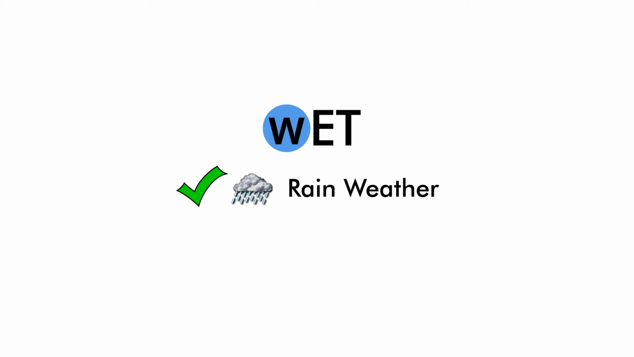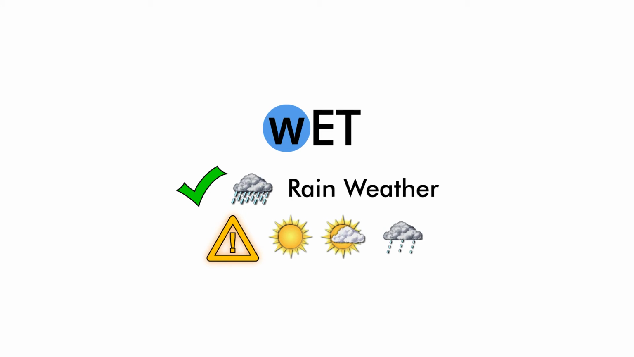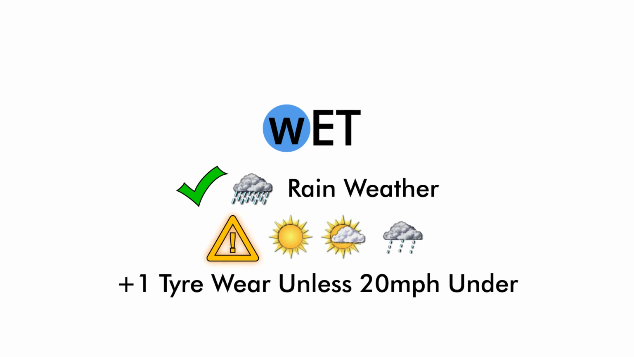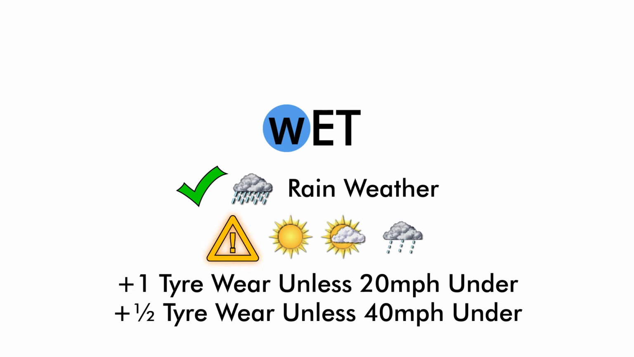Wet tires have more tread, increasing traction in wet conditions to negate the effects of rain weather. However, wet tires scrub off points faster in drizzle and dry conditions. They lose an additional 1 tire point in corners unless taken 20 miles per hour under the limit, or only 1/2 point if 40 under.